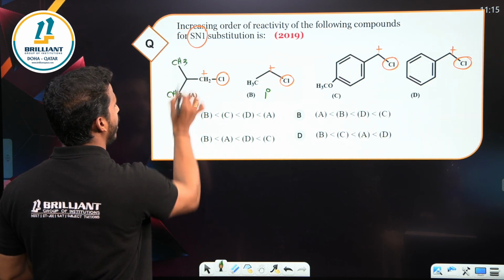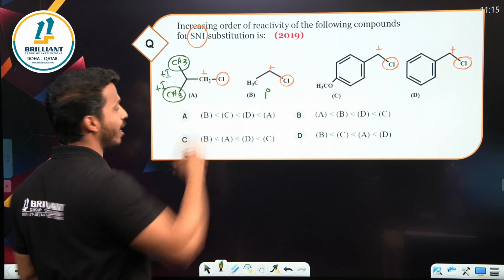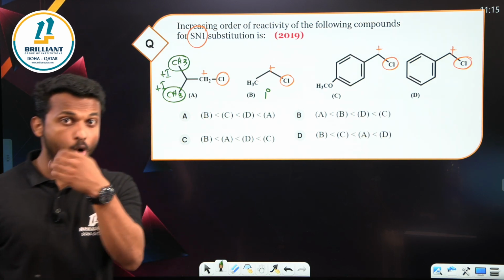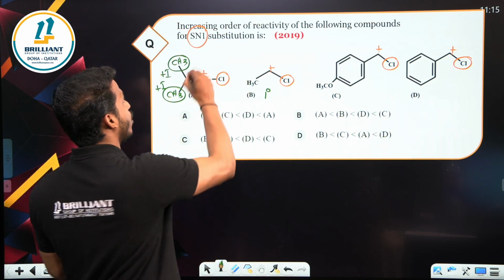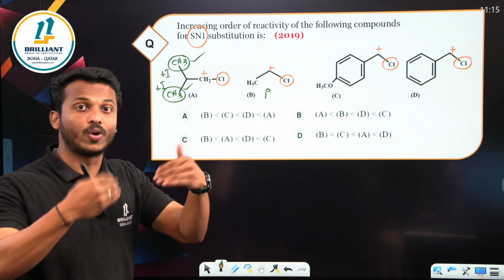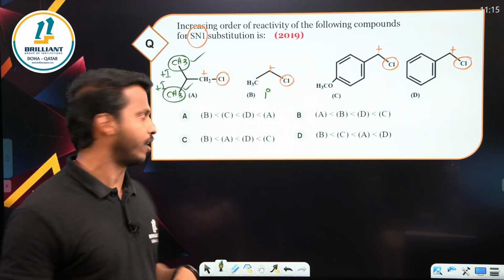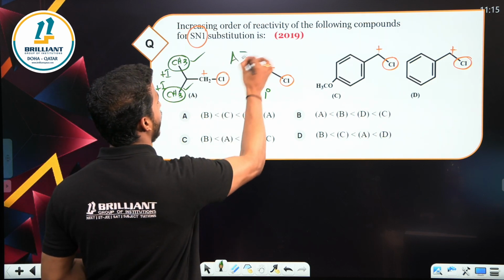What are these bulky groups? Plus I groups, electron donating groups. The more electron donating groups on the carbocation, the more stable it becomes. So comparing A and B, A is more stable because on the carbocation we have electron donating groups. Electron donating groups can increase the stability of carbocation. So A is more stable than B.